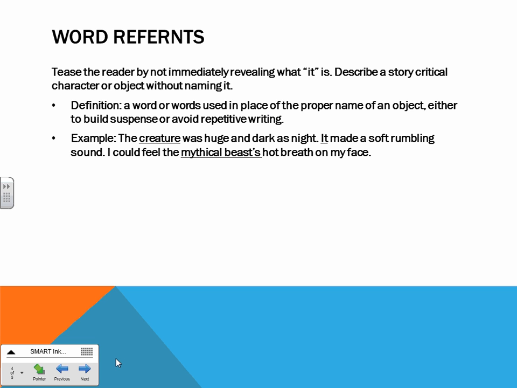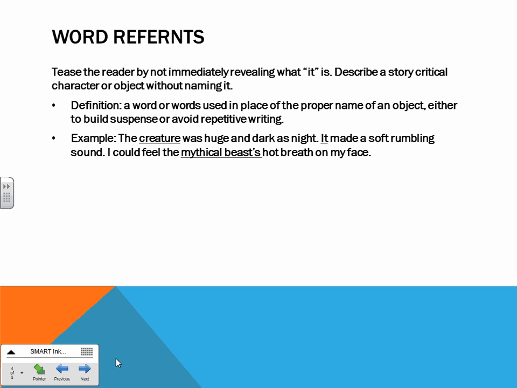So the definition is a word or words used in place of the proper name of an object, either to build suspense or to avoid repetitive writing. So that's what you'll add for word reference into your dictionary. And the example is: the creature was huge and dark as night. It made a soft rumbling sound. I could feel the mythical beast's hot breath on my face.